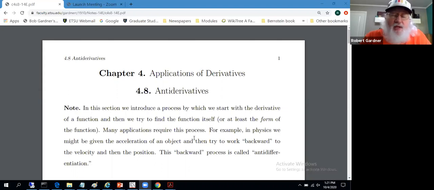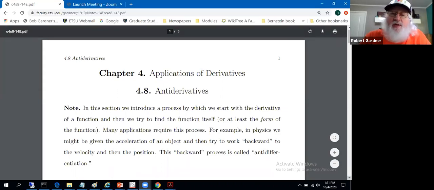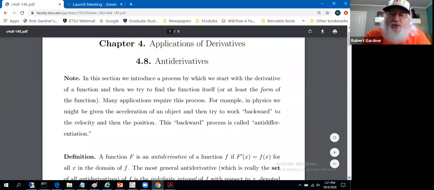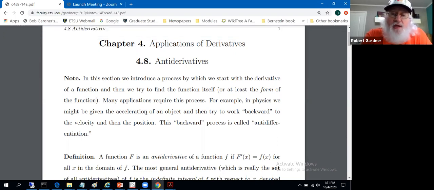A bunch of applications are based on this idea of differentiation backwards. In physics, for example, you might be given the acceleration of an object, and we know acceleration is the derivative of velocity, so we try to work backwards to find the velocity function. We know velocity is the derivative of position, and then we try to work backwards from velocity to get the position. So it would be an idea of differentiation backwards.